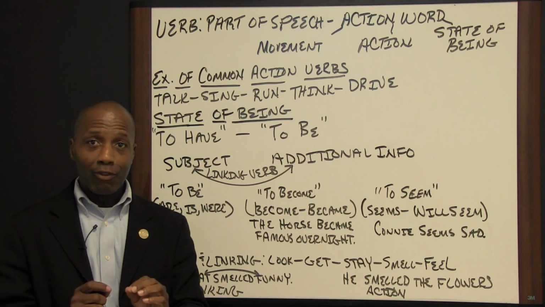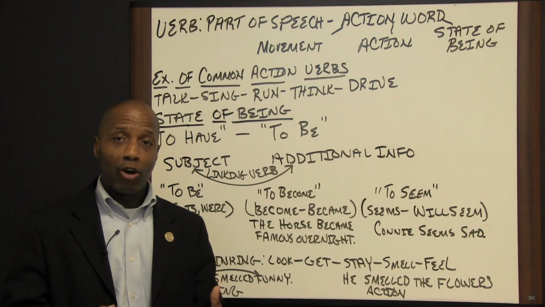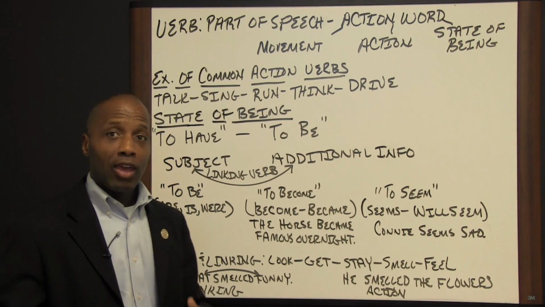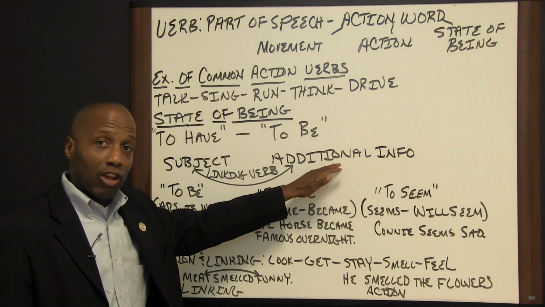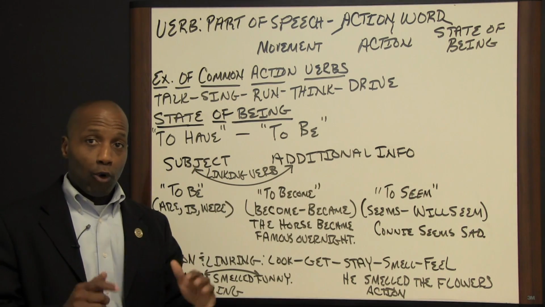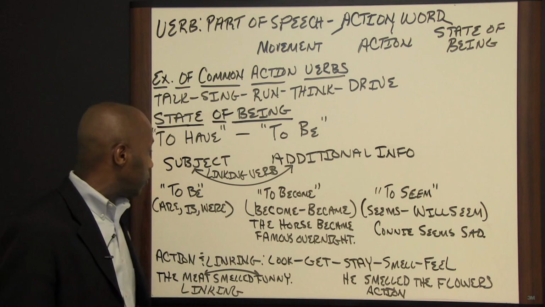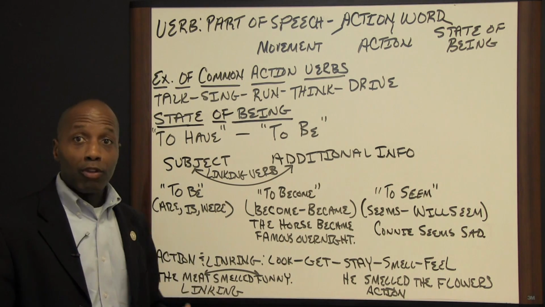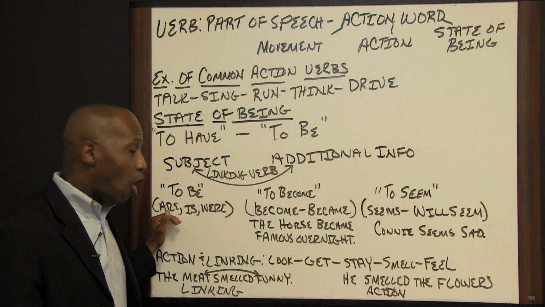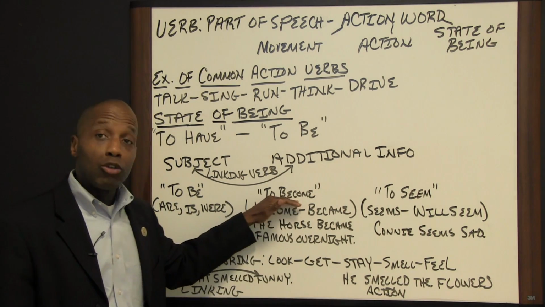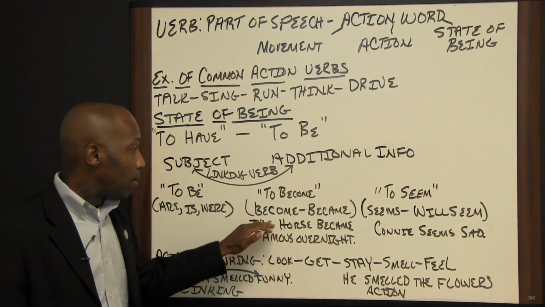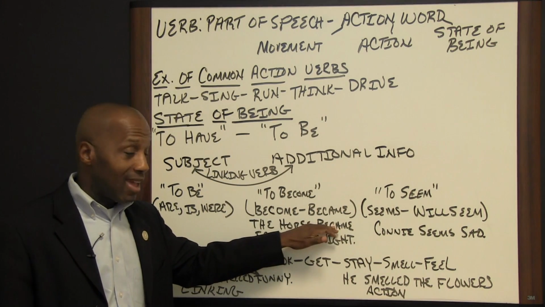Then you have linking verbs. We call them linking verbs because what they do is link the subject to additional info. So for example, with linking verbs, you have forms of to be: are, is, and were. Forms of to become: become and became.